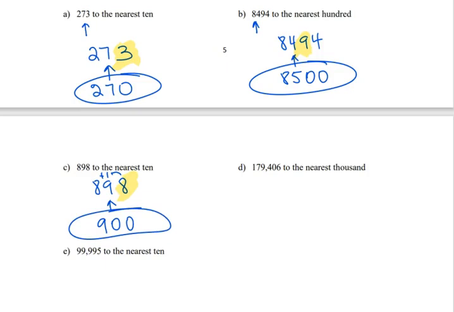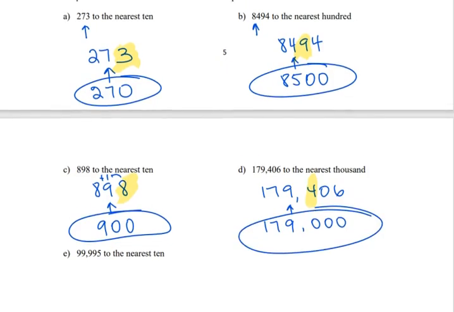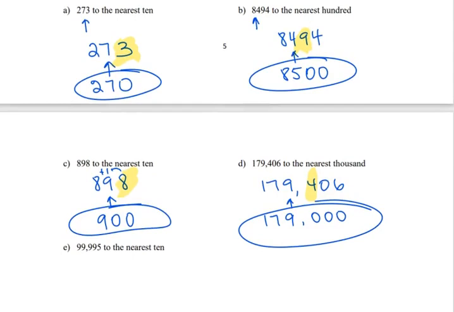The next one is to the nearest 1,000. So 179,406. The thousands place is right here, and then we have the 4 behind the 9. That is less than 5, so all I have to do is replace the numbers behind the 9 with 0s and leave everything else untouched. So it's 179,000.